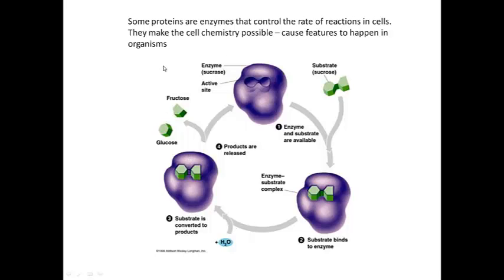The last most important type of protein in cells are proteins which are enzymes. Enzymes control the rate of chemical reactions in cells. They make cell chemistry possible, and that chemistry causes features to happen in organisms. This is an enzyme here which catalyzes the breakdown of sucrose into glucose and fructose. So it's specific for binding to this molecule of sucrose and causing that reaction to happen.